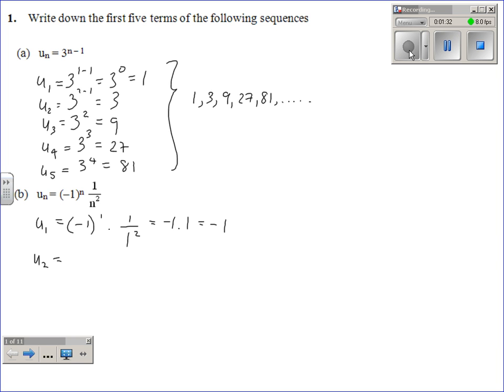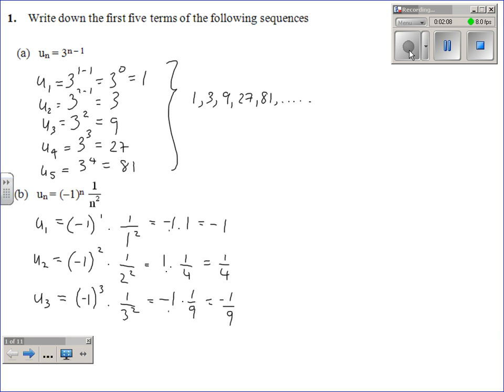For the second term, we substitute n is 2, so we've got negative 1 squared times by 1 over 2 squared. Negative 1 squared is 1, and then 2 squared is 4, so we've got a quarter. So the third term, we substitute in n equals 3, so we've got negative 1 cubed times 1 over 3 squared. So negative 1 cubed is negative 1. You can see the powers alternating here, negative 1, 1, negative 1. 3 squared is 9, so we've got 1 over 9, so we've got negative a ninth. So you might be able to predict even what's the next term.